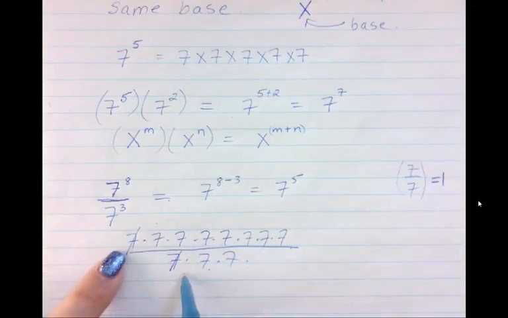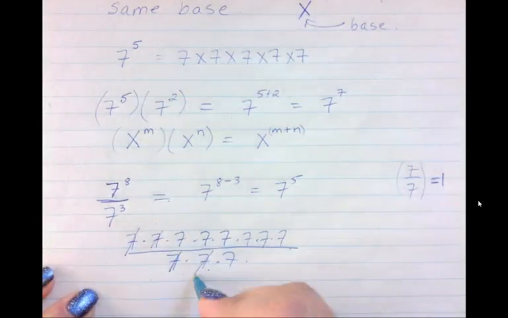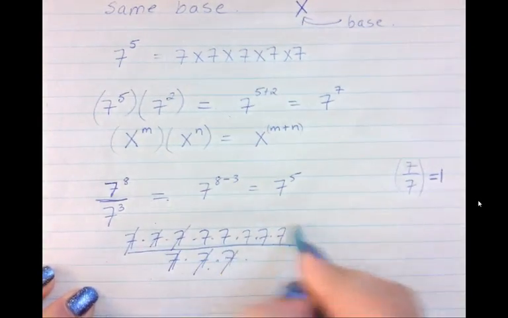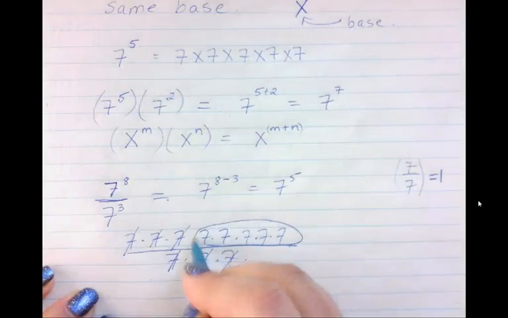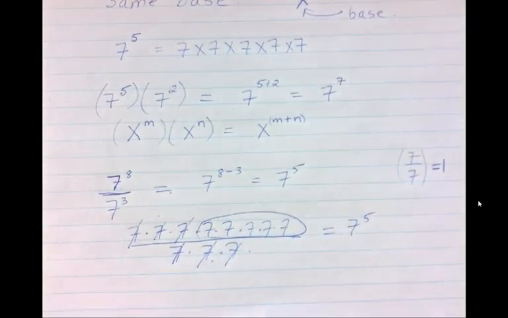Okay, so I've done that to one set. Now, do I have more that I could do this to? Yeah? And so what am I left with here? How many 7s am I left with? 5. So that's 7 to the power of 5. So that would be your reason why. Okay, that's why that shortcut works.